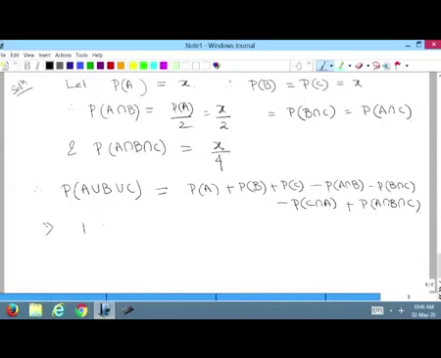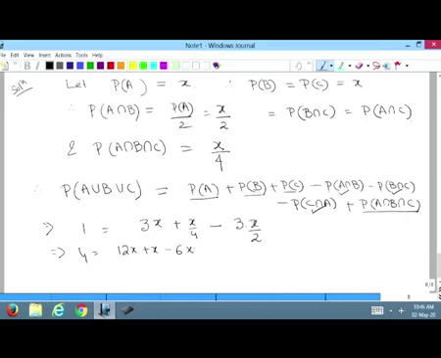This implies that 1 is equal to 3 times x, these are all x, plus this is x by 4, minus 3 times this and this, these are all x by 2, implies 4 is equal to 12x plus x minus 6x, is equal to 7x. Therefore, x is equal to 4 by 7.